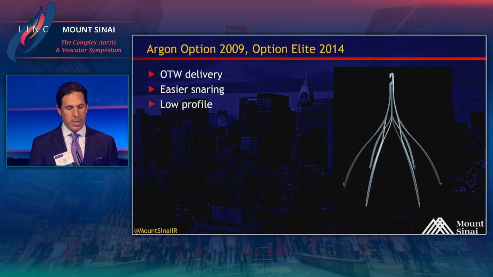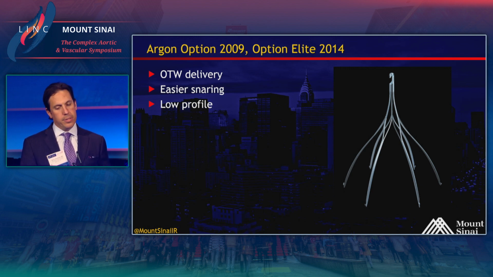You may see this in certain patients if you do scans. And then the Argon filter, which was first developed in 2009, and now we have the Option Elite, has that over-the-wire delivery, a very low profile, and a lot easier to snare. This is the one we took out earlier today.